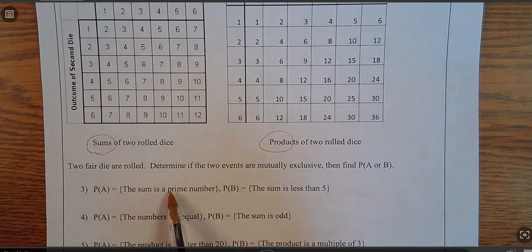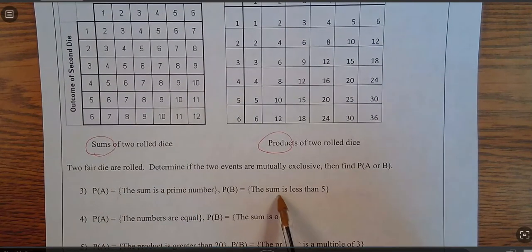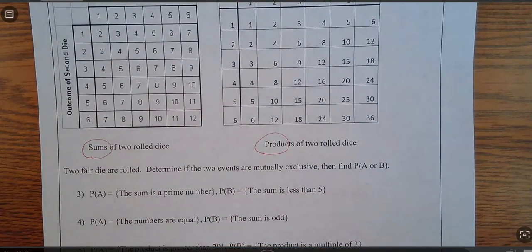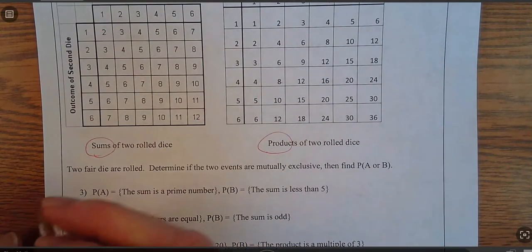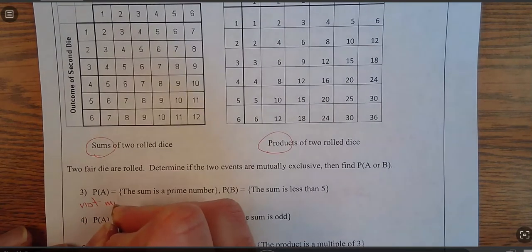So the sum is a prime number. The sum is less than 5. Are there any prime sums less than 5? Well, 2 is prime, 3 is prime, so that could happen. So you could roll a prime number that is less than 5. That means that you could actually get both at the same time, so that's not mutually exclusive.